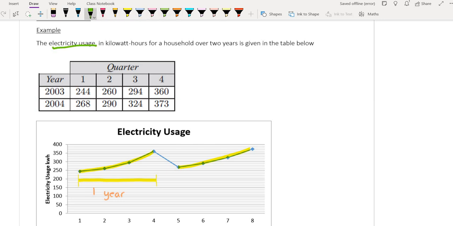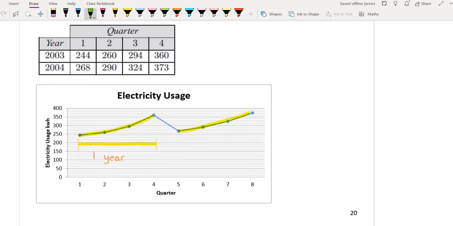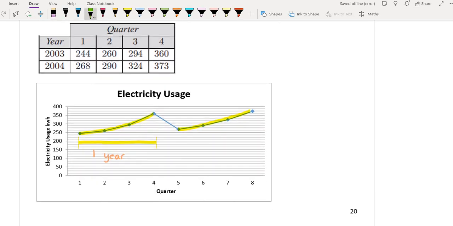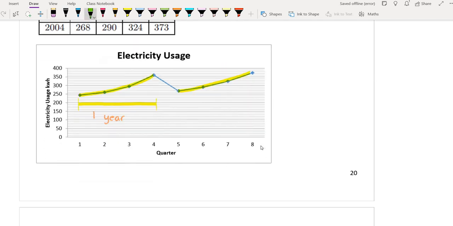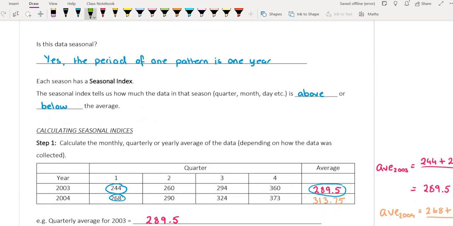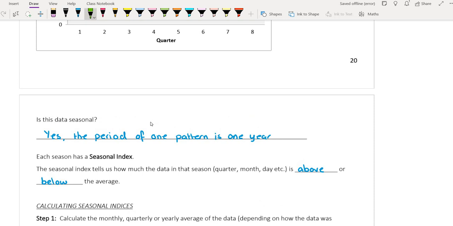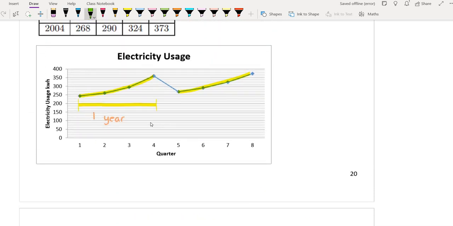So looking at seasonal indices, in this example, we've got electricity usage in quarters. So we've got a couple of years and they're divided up into quarters. In this graph, you can see the first 4 dots represent 1 year and the next 4 represent another year. And you can see the data is seasonal. There's a pattern for every year. You can see there's a pattern there and there's a pattern there. This is seasonal data.